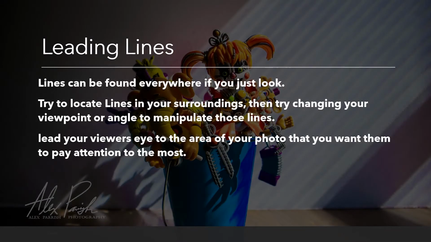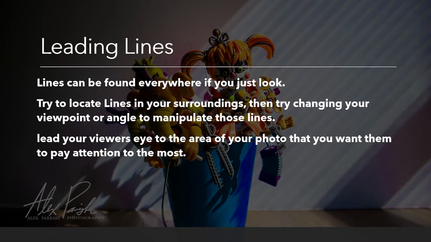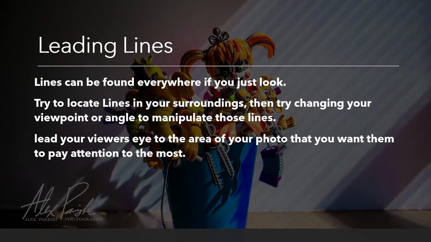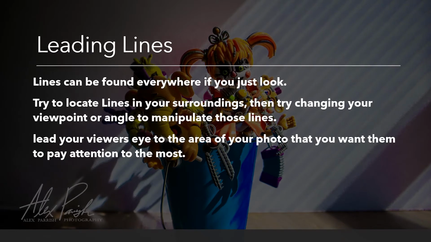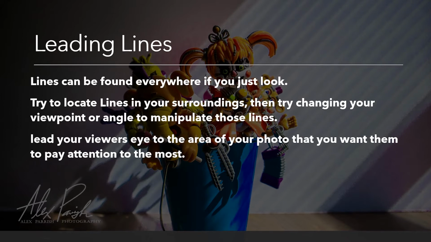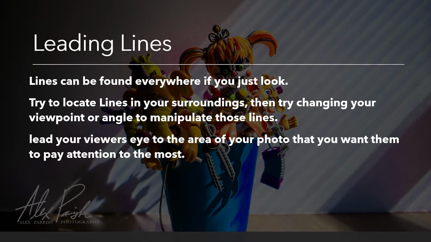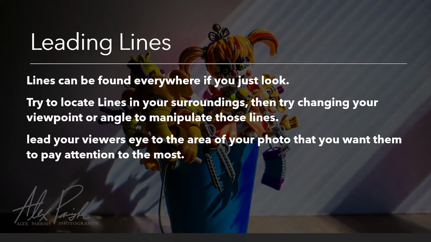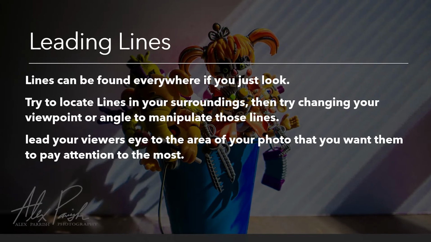So first up on the list is leading lines. Now we've talked about this before, and lines can be found everywhere if you just look. So try to locate lines in your surroundings, and then try changing up your viewpoint or angle to manipulate those lines. You want to lead your viewer's eye to the area of the photo that you want them to pay attention to the most. In other words, use lines to lead your viewer's eye to the subject of your photograph.